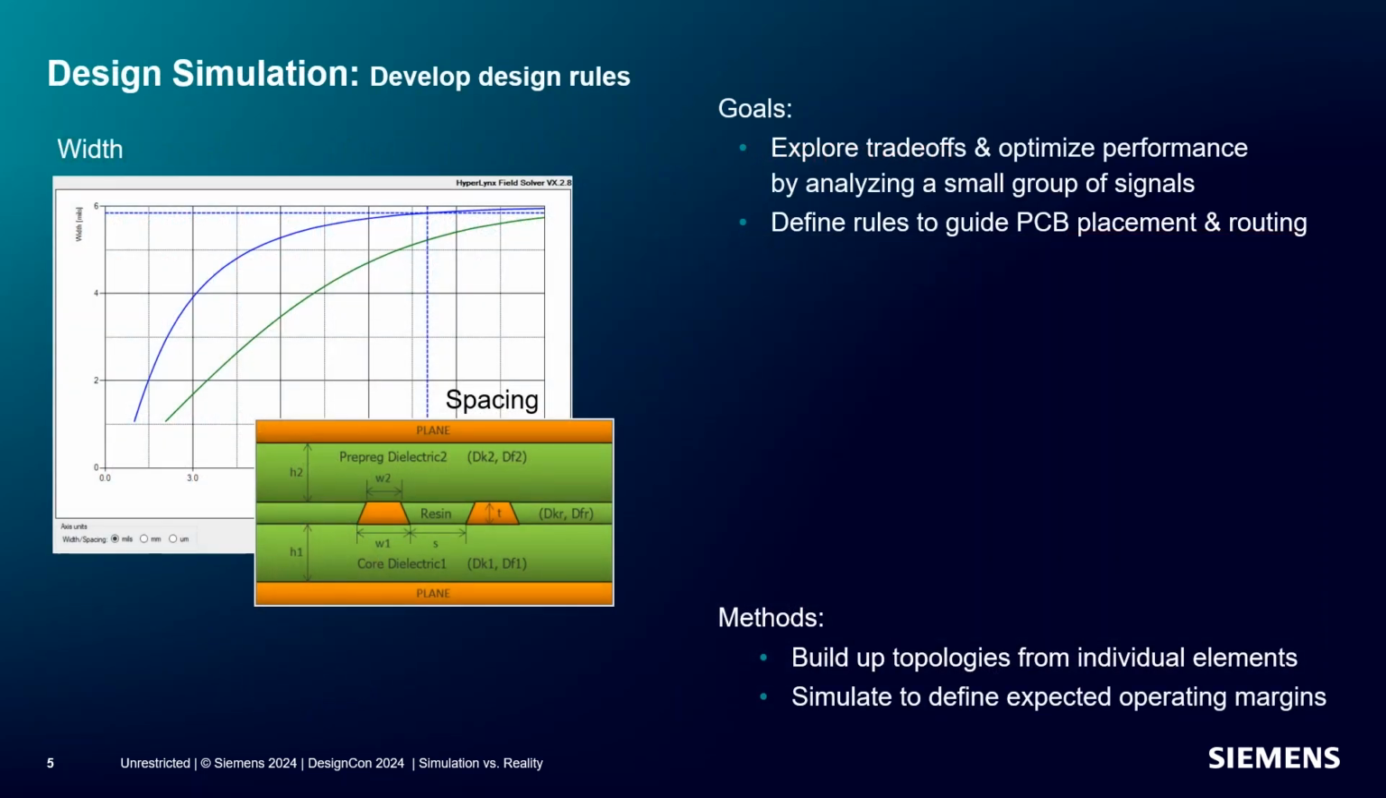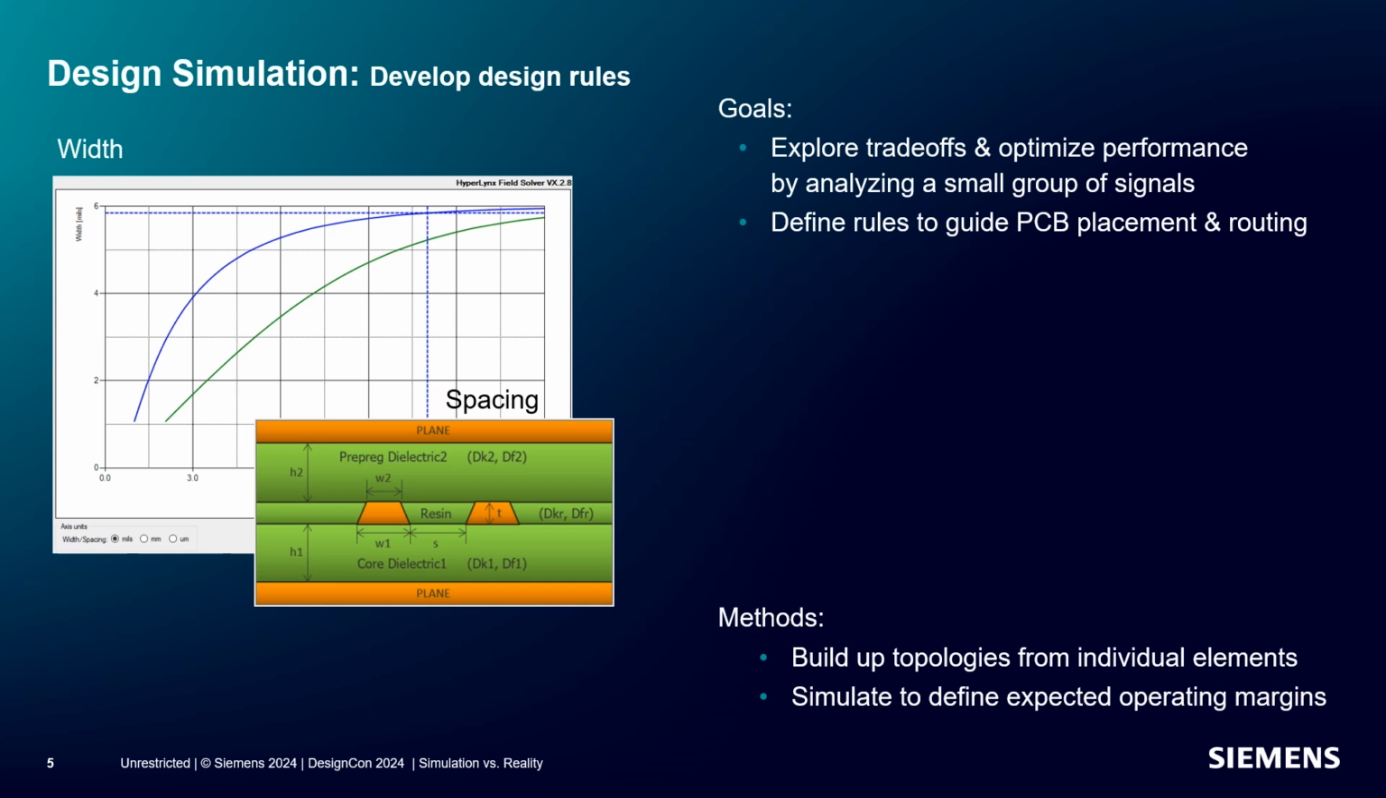So the first reason we simulate is design simulation. This is where we develop our design rules. It's the point where materials really begin to matter. At this stage, you may have a general idea of your board thickness. You may have DK, DF values in place so you can perform calculations based upon. But are those values based in reality?